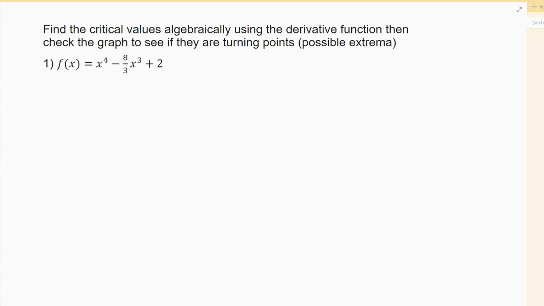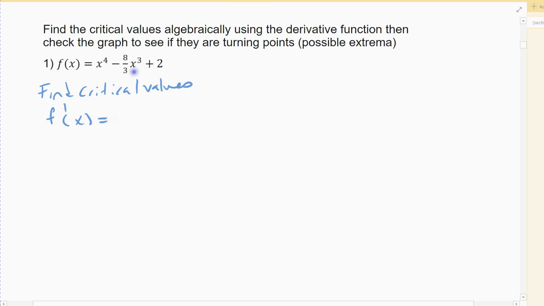So the first problem I'm going to do is a polynomial example, finding critical values and then checking the graph. First thing, remember, the critical value is when the derivative is 0 or does not exist, so the first thing you have to do is find the derivative. Finding critical values means find the derivative.